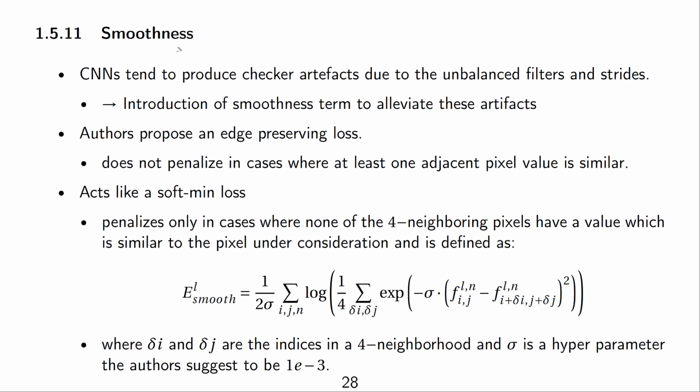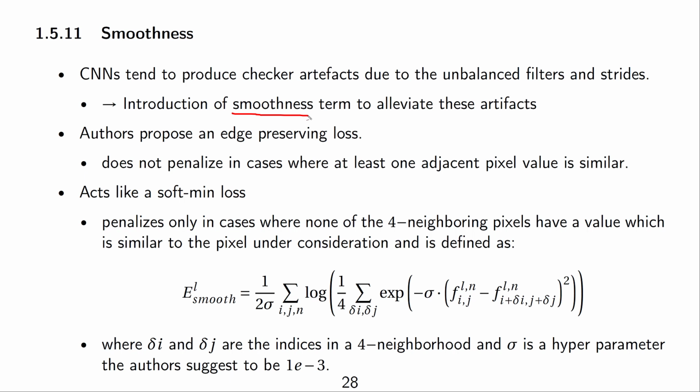One thing that the authors noticed is that the CNNs tend to produce checkerboard artifacts due to the unbalanced filters and strides. So a checkerboard artifact is something where the pixels are kind of light, dark, light, dark, light, dark, and they switch rapidly between light and dark, maybe almost per pixel. Therefore, we're going to introduce a smoothness term to alleviate these artifacts. The idea of the smoothness term is to say that each pixel should be similar to its neighbor.